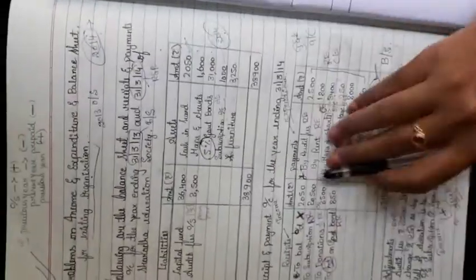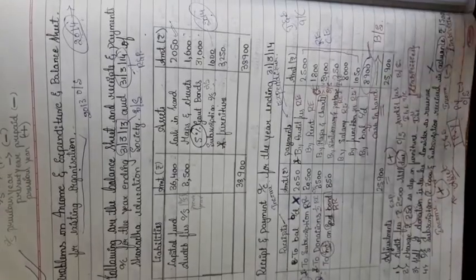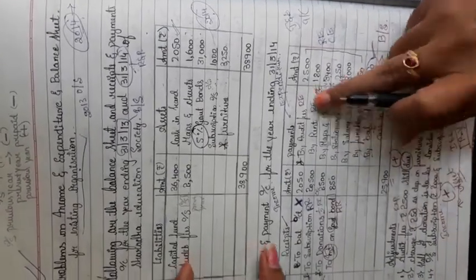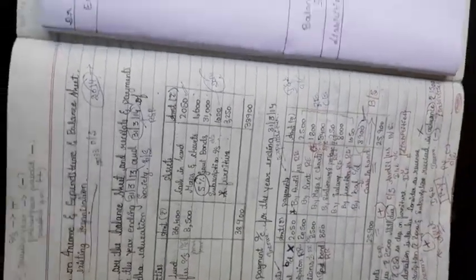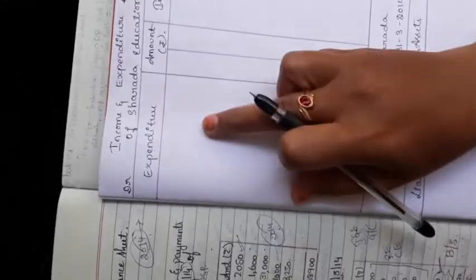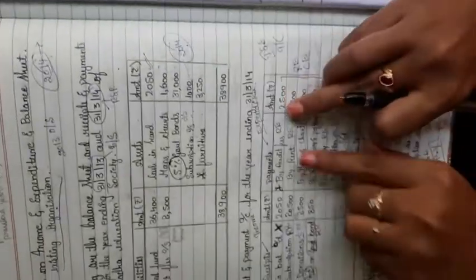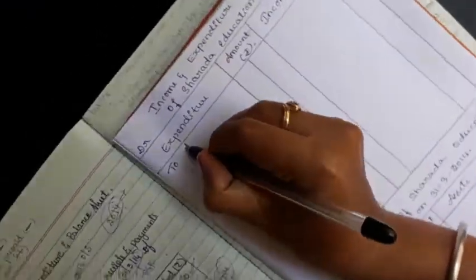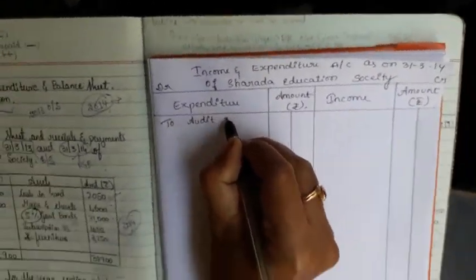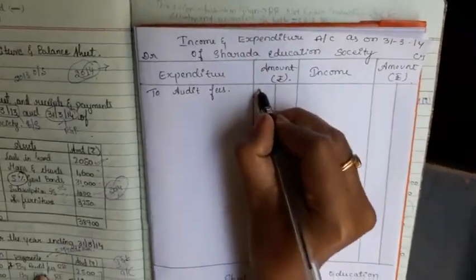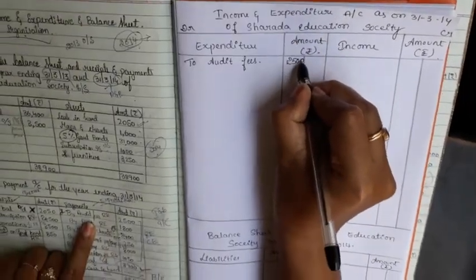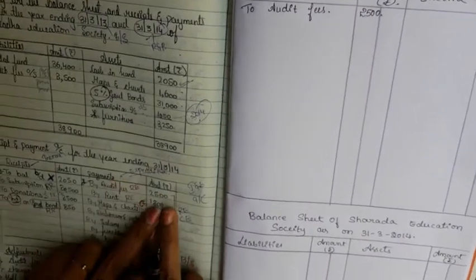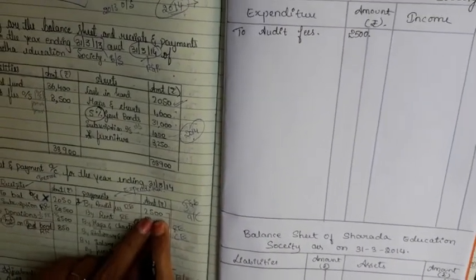So when we look upon these star marks, we need to analyze that there are adjustments of previous years as well as for the present. The amounts of receipts are transferred to the income side, the amounts of payments transferred to the expenditure side. First one is audit fees. Audit fees rupees 2,500. So in the present year they have paid 2,500 rupees of audit fees.